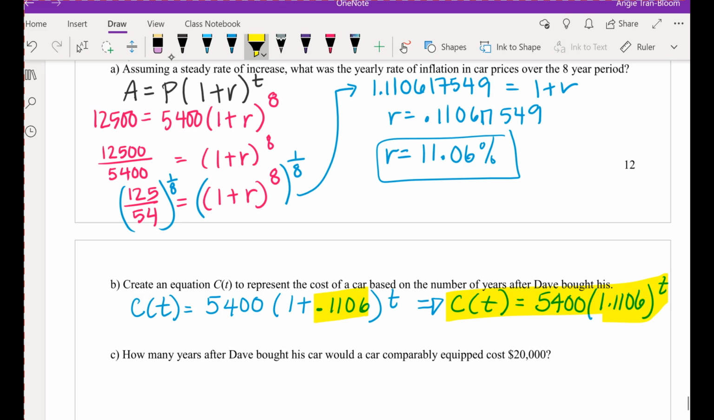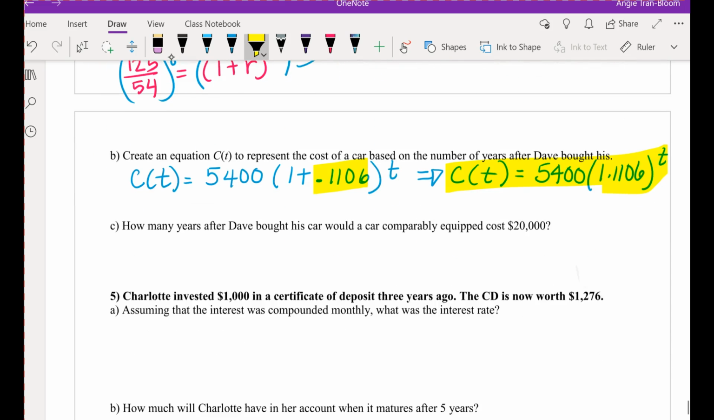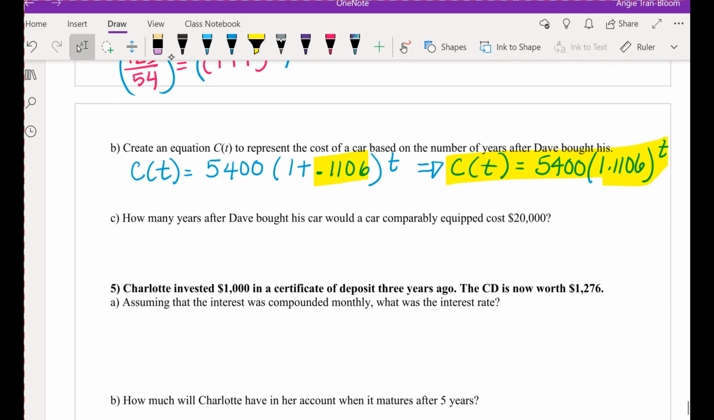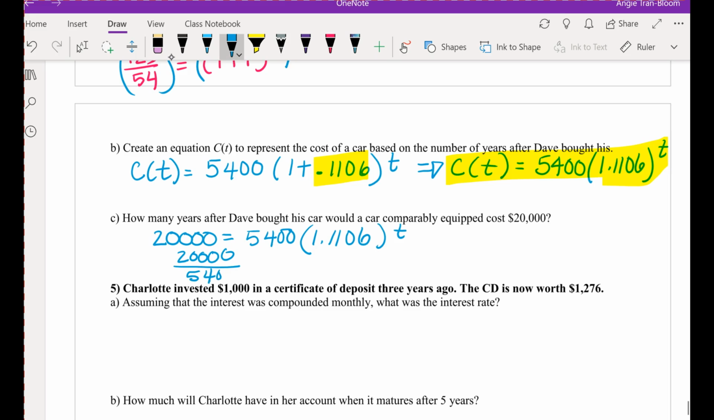How many years after Dave bought his car would the car be comparably equipped? $20,000. Where would you substitute $20,000, Jason? The cost of the car. Yeah, so the ending value, right? Okay. Guys, would that be the ending value? Yes. Perfect. We're looking for what? Money or time? Time. Okay. All right. What do you compute first, Kylie? Good. Take your calculator, Kylie, divide by that, give it to me in fraction, because I don't want to round until the very, very, very end.